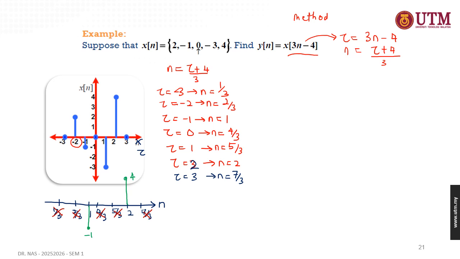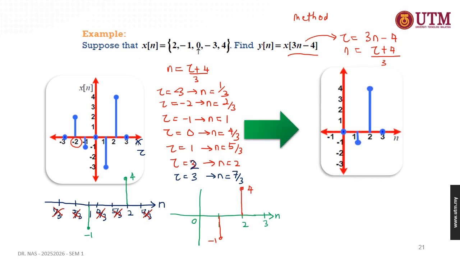Then you need to draw it nicely. You don't have negative values, so it's 0, 1, 2, 3, and so on. This is your n. So at 1, the signal is negative 1. And then at 2, you have the amplitude of 4. Okay, let's compare. So there you are. You have the final signal. Okay, so that's it for discrete time signal operation.